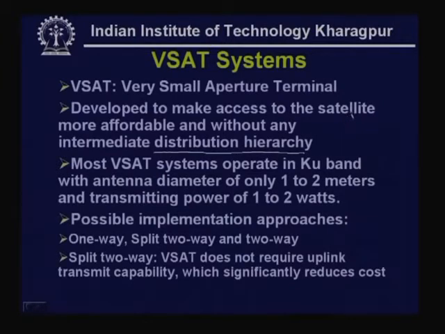With that objective, VSATs were developed. For example, most VSAT systems operate in the KU band with an antenna diameter of only 1 to 2 meters. That is relatively small compared to the bigger antennas traditionally used, and it requires only a transmitting power of 1 to 2 watts for communication. Neither the power nor the diameter is very high, so it can be very easily used in houses.